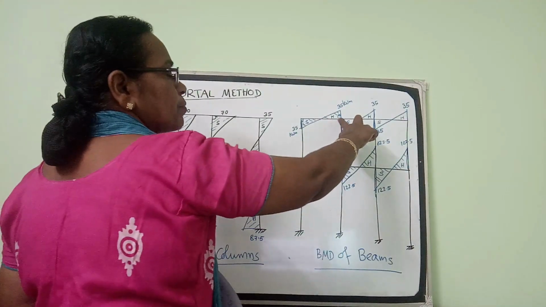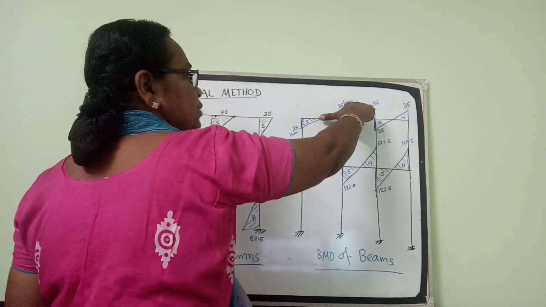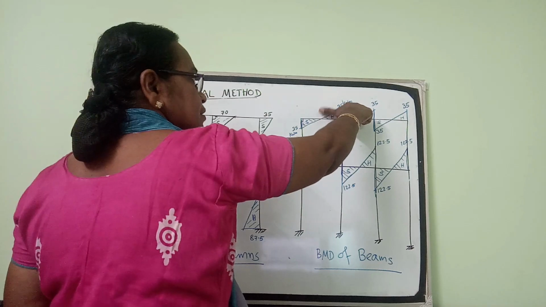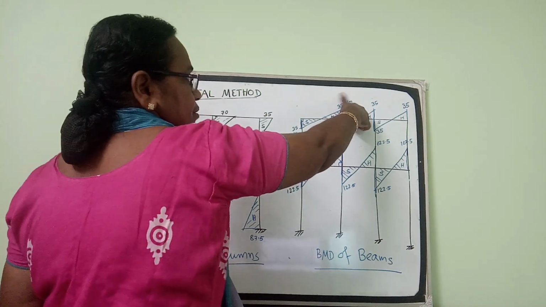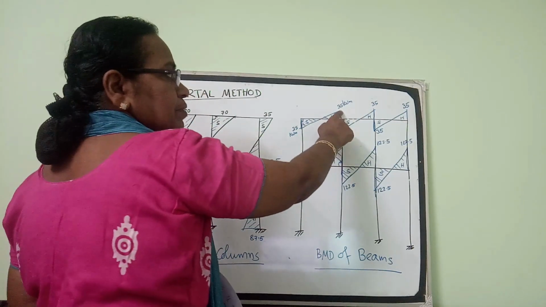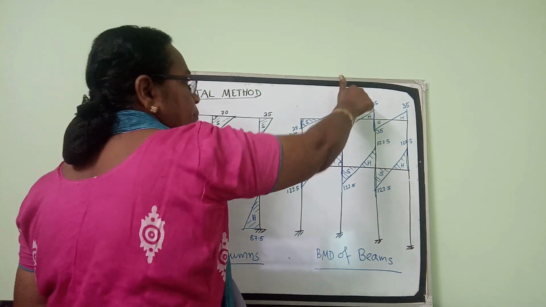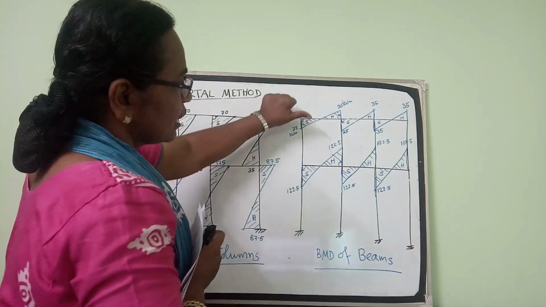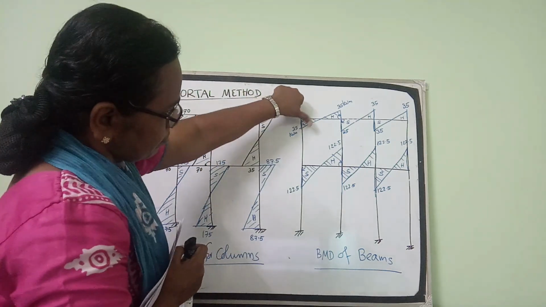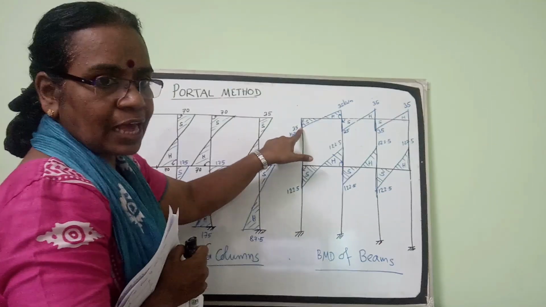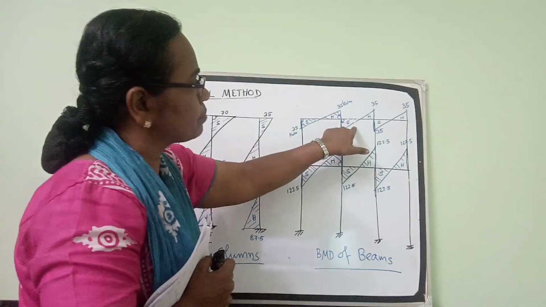Here also clockwise moment 35. So B to A, place the thumb like this, move it upward, clockwise direction. So 35 this direction. So this side it tends to bend the beam up, hogging moment. Here it tends to bend the beam downward, so it is sagging moment. Similarly for all the beams, 35.